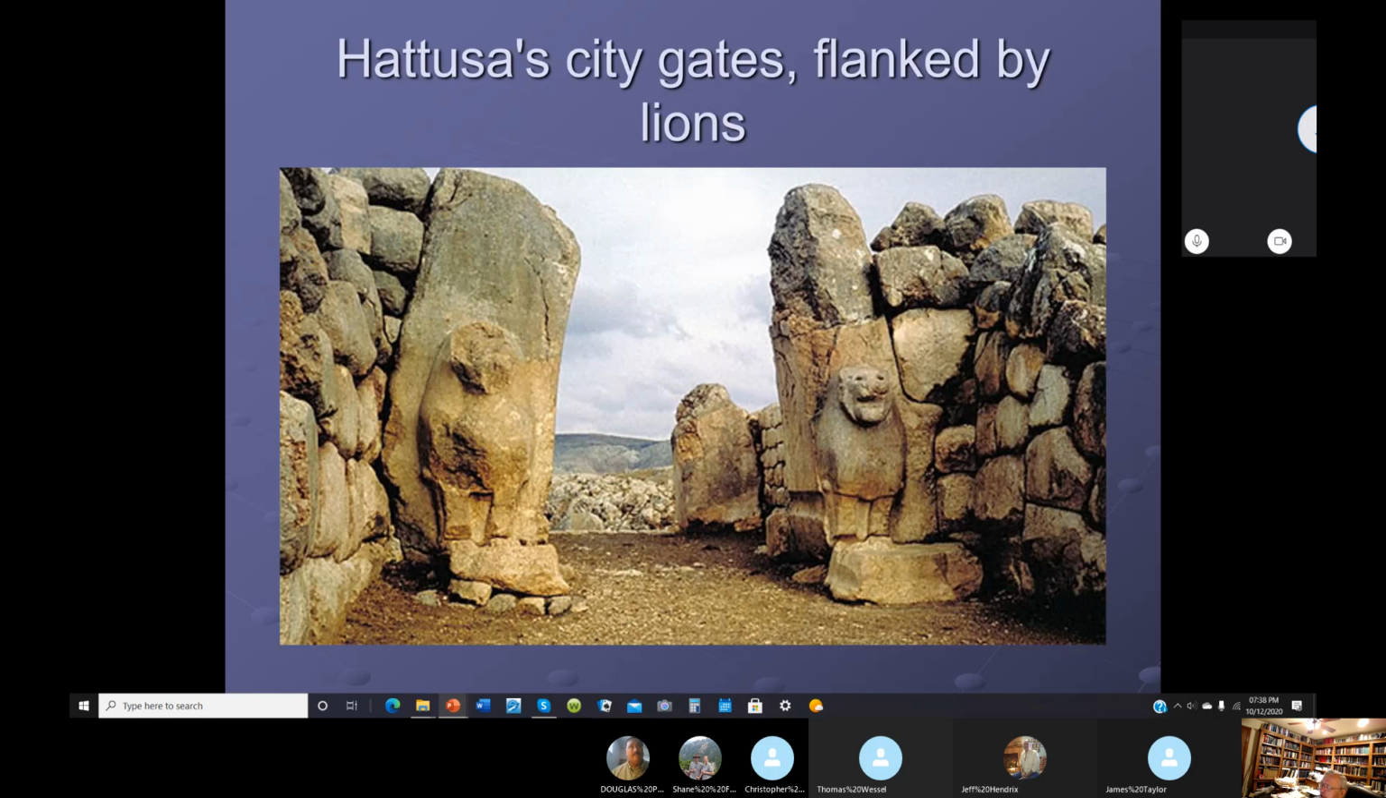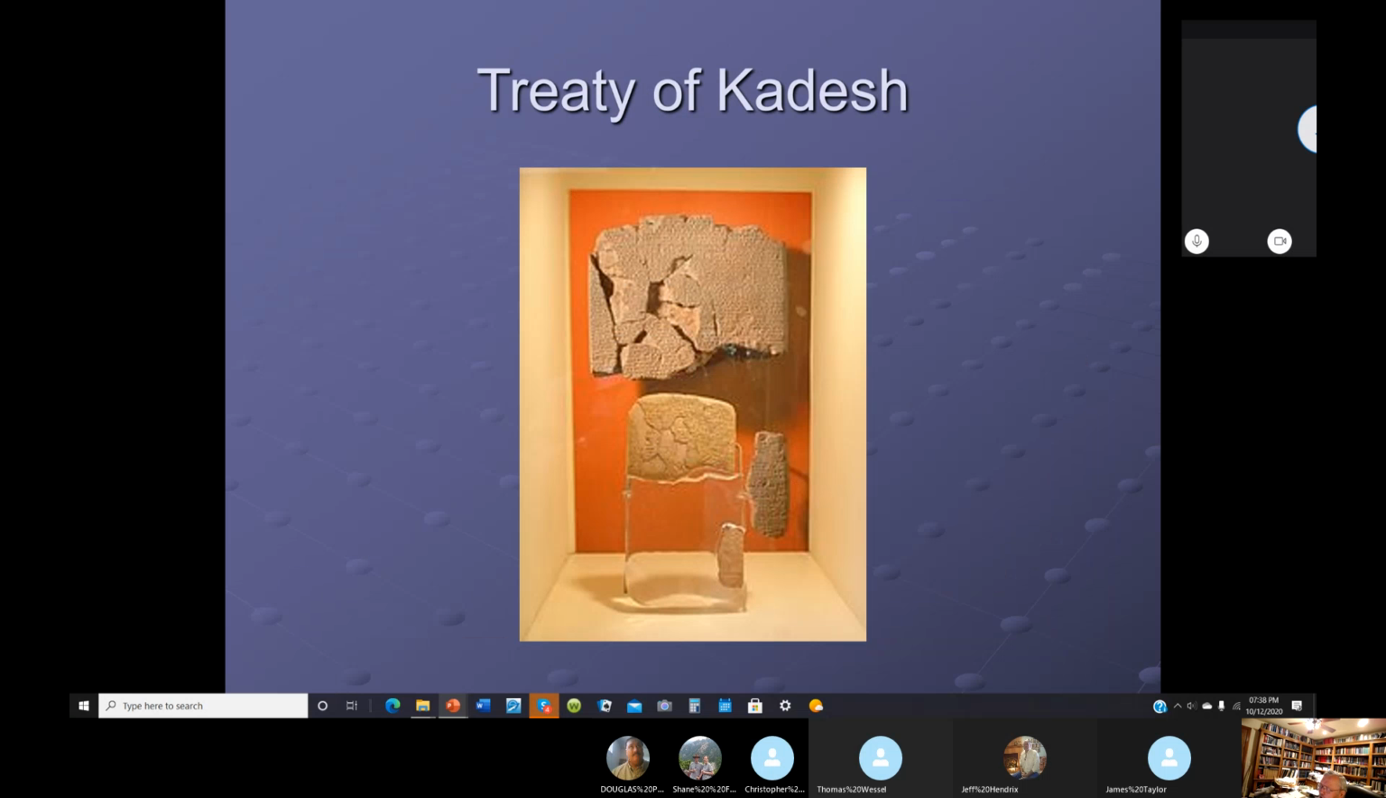Here's their city gates flanked by lions. And of course, they're old. They've been around nearly 3,000 years, so they've deteriorated a bit. But you can see their city gates flanked. Here's a treaty of Kadesh.